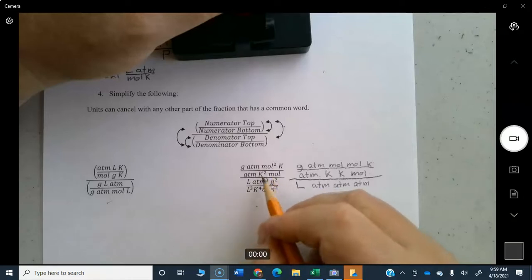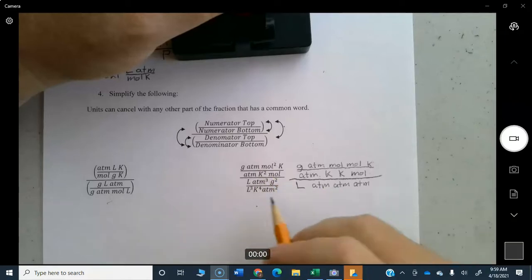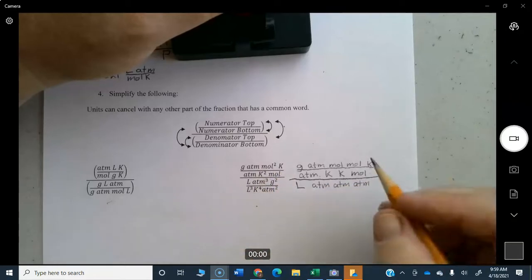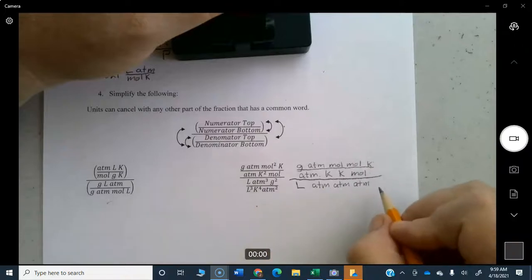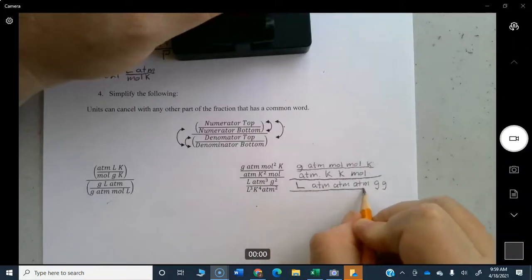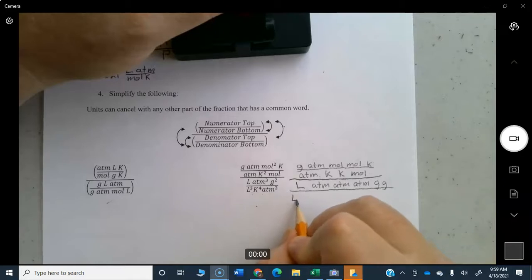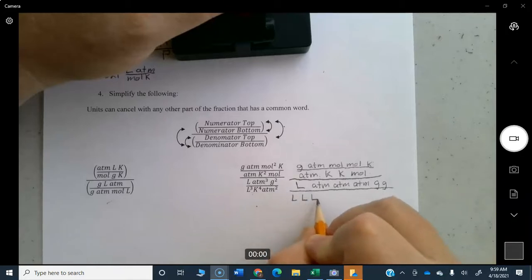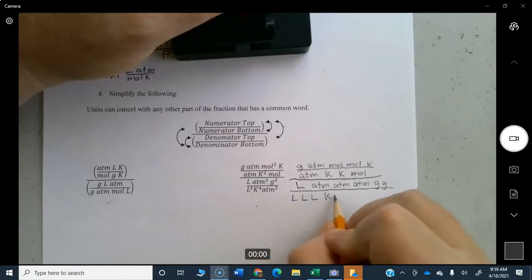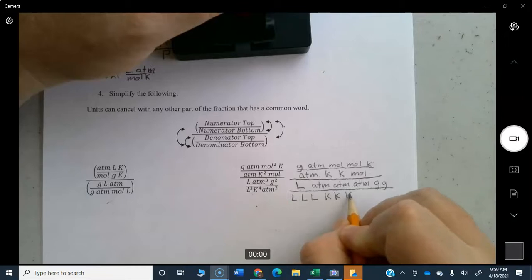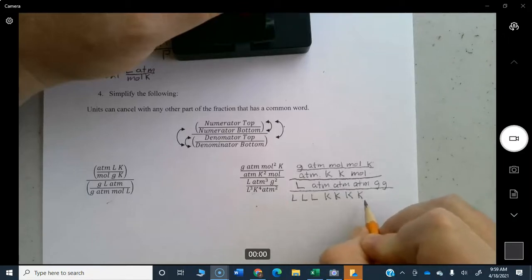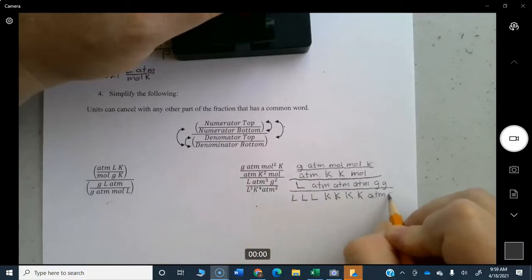Again, you don't have to do this if you feel comfortable canceling these exponents. You're good with that. And then it's grams times grams. It's grams squared. Finally, you got liters times liters times liters. Liters to the third. Kelvin times Kelvin times Kelvin times Kelvin. And then you got atmospheres squared. Atmospheres, atmospheres.